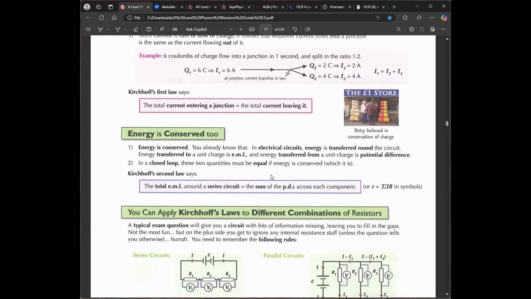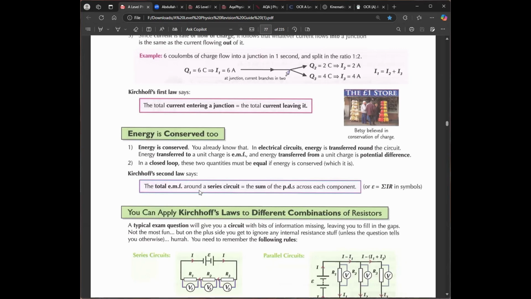Then Kirchhoff's second law is about energy. And when we talk about energy in electricity, we always talk about potential difference, EMF. So what is potential difference? It is work done per unit charge. So we're just talking about work done again, but in terms of potential difference, which tells us that we are talking about it on a unit charge basis. It's still energy in that regard.